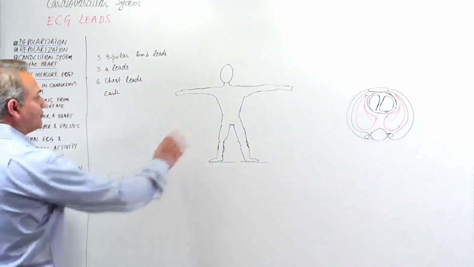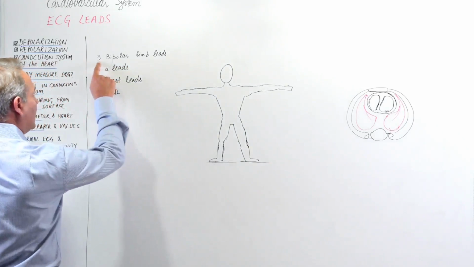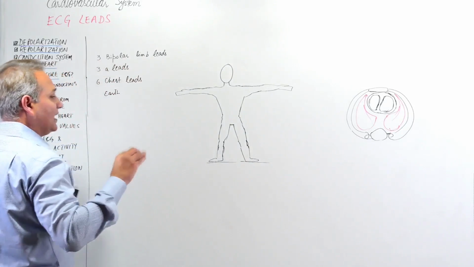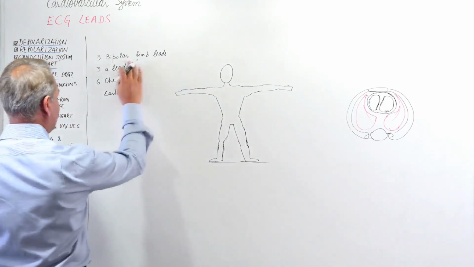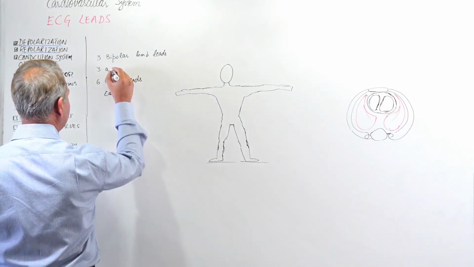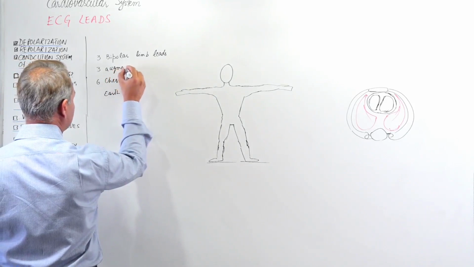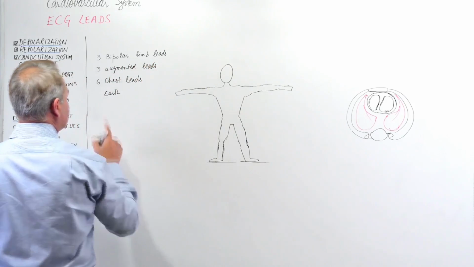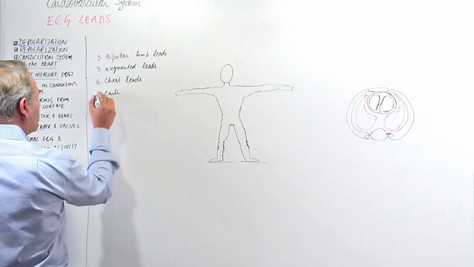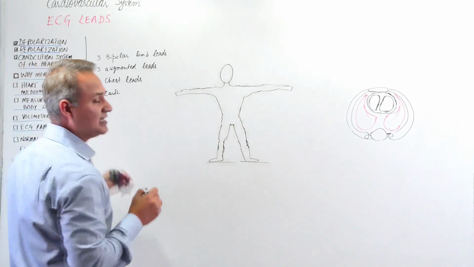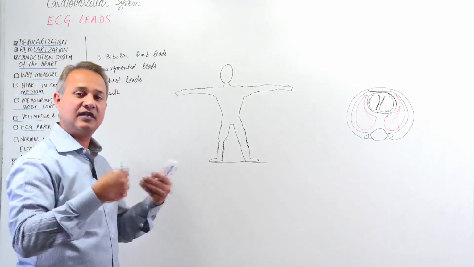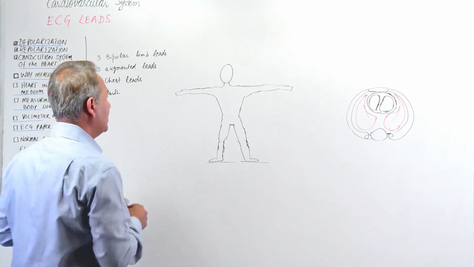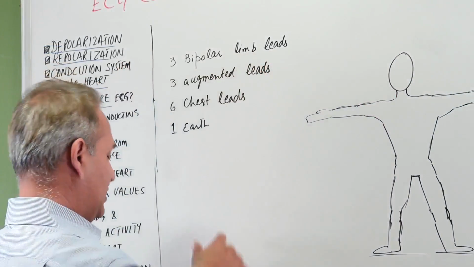Okay, so the leads that we have are called 3 bipolar limb leads, 3 augmented leads, I call them A leads, 3 augmented leads, 6 chest leads, and 1 earth. So let's see what these leads are, and then we'll start discussing how to see the ECG and what these leads mean. So first of all, 3 bipolar limb leads.